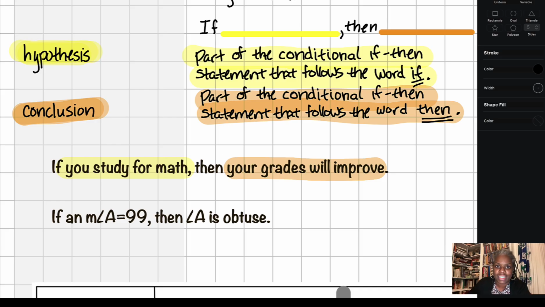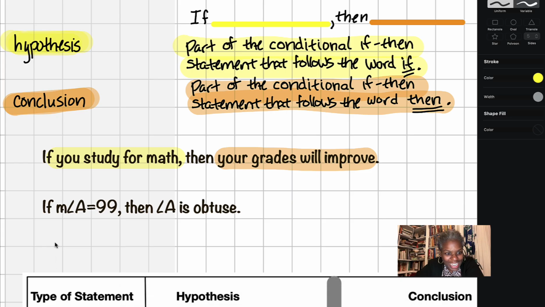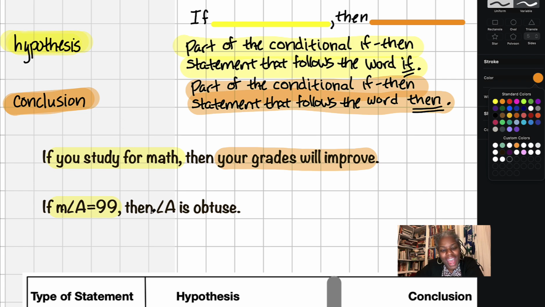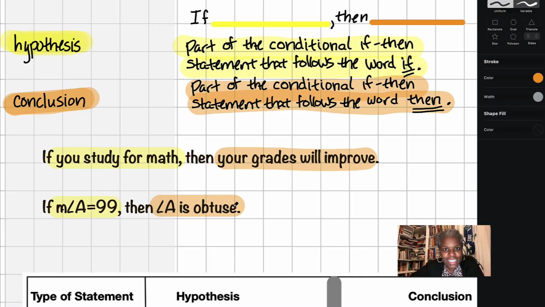Let's do it again with the next statement. So here in this next statement, we have if the measure of angle A is 99 degrees, then angle A is obtuse. The hypothesis is going to be this portion, the measurement of angle A is 99 degrees, and the conclusion is the words after then, this angle is obtuse. Is that making sense? Hypothesis comes after the word if, and conclusion comes after the word then. And those are the two components of a conditional statement or an if-then statement.